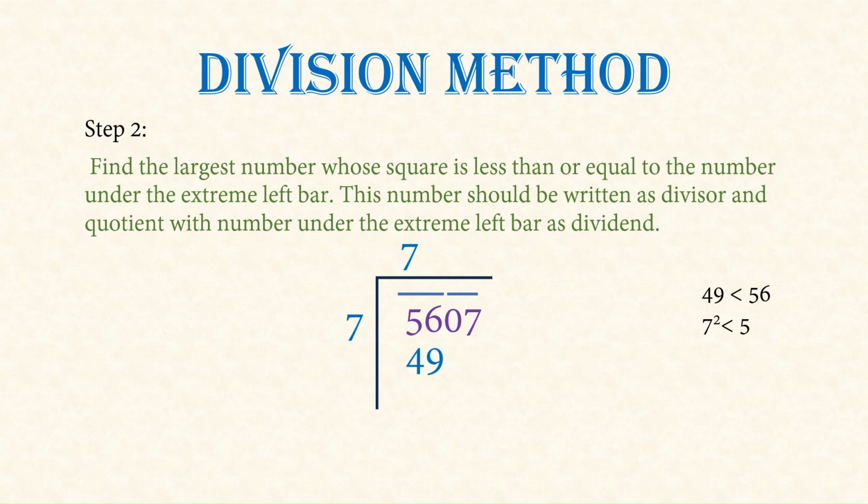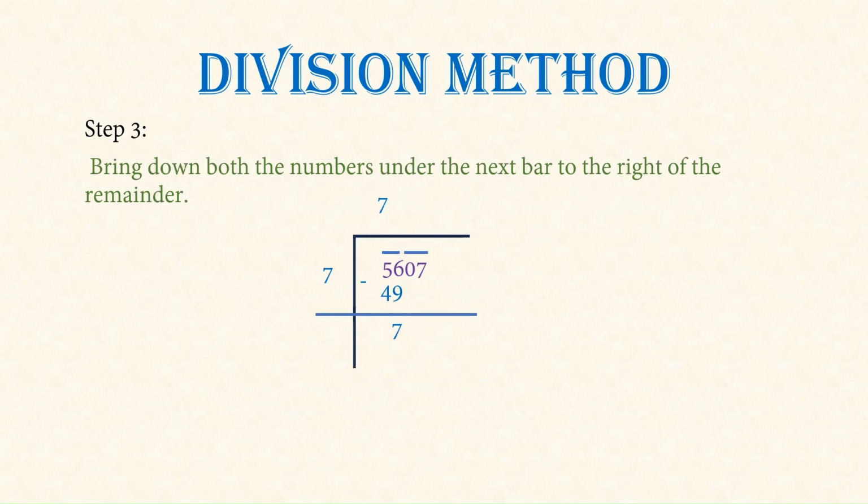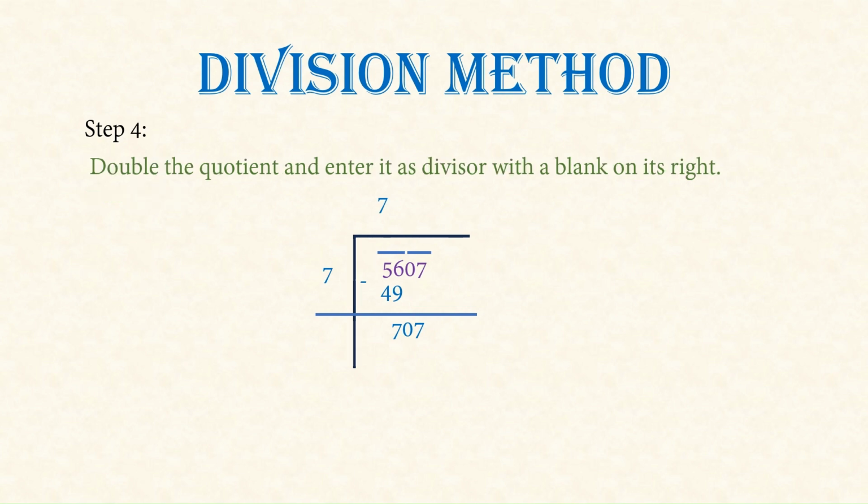Now write 49 and perform the subtraction. This gives 7 as the remainder. In the next step, we have to bring down both the numbers from the next bar. So 707 is the new dividend. Now we have to double the quotient and write it with a blank beside it as a new divisor. 2 into 7 is 14. So 14, and after 14 we have a blank.